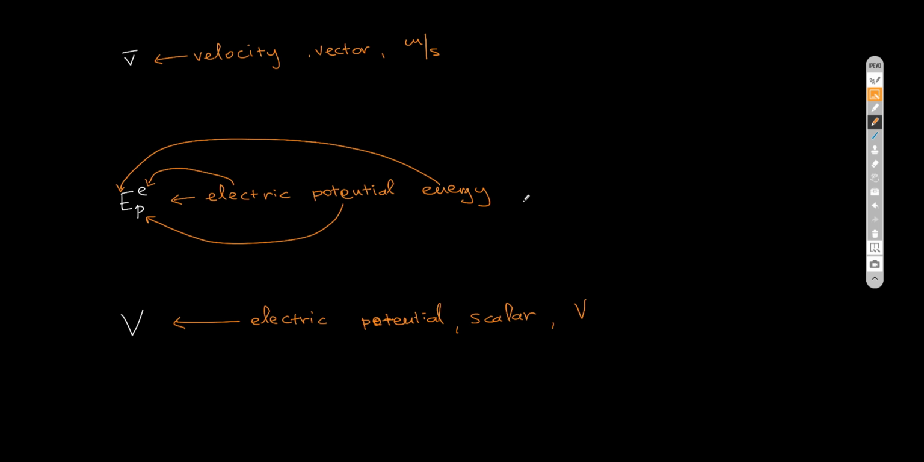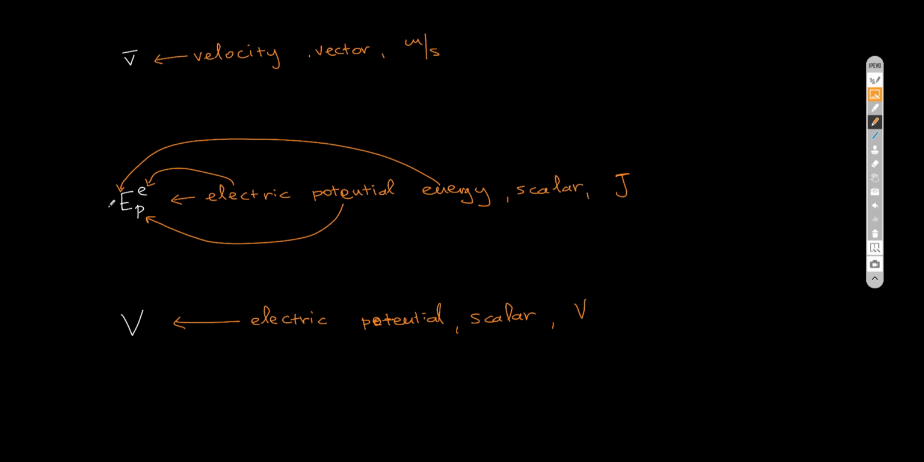Now this is an energy concept, and as an energy concept, it is a scalar, so it is a single number, but the units of that, because it's energy, are joules. So E_P, electric potential energy, has units of joules, whereas V, the electric potential, is a scalar with units of volts. Those two are related.